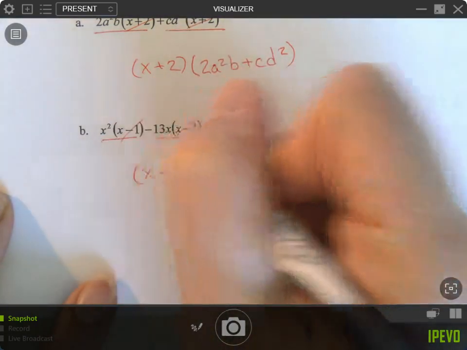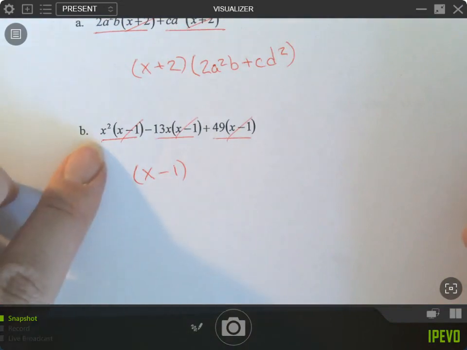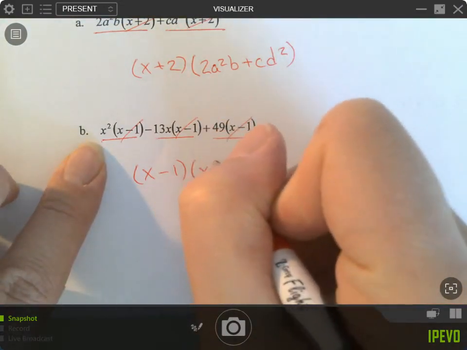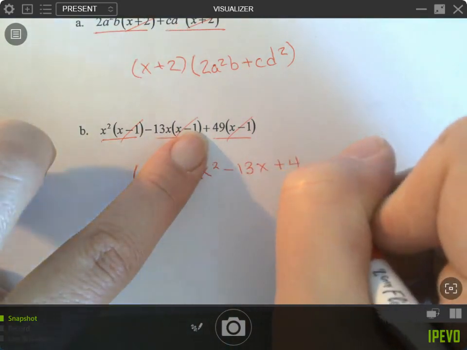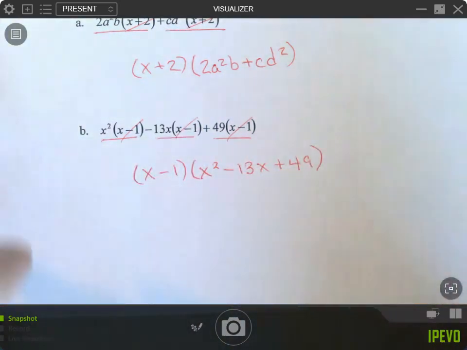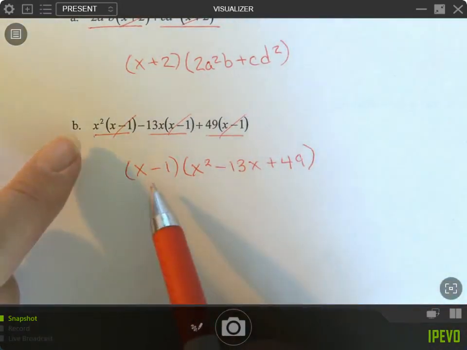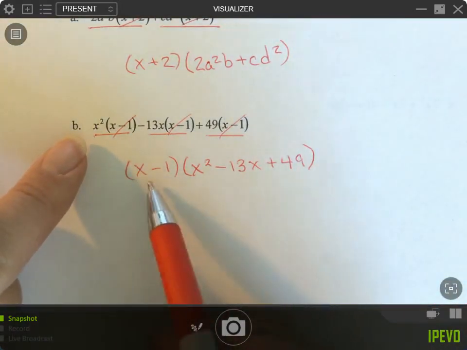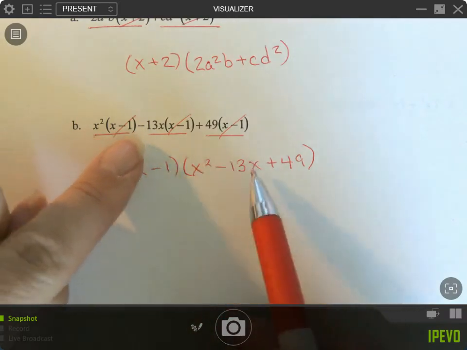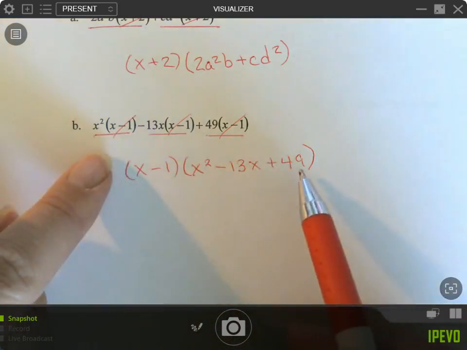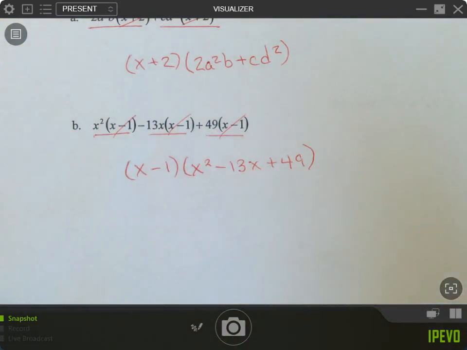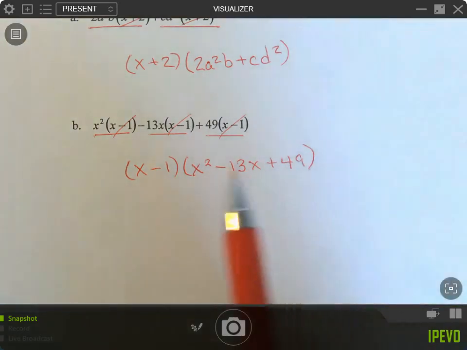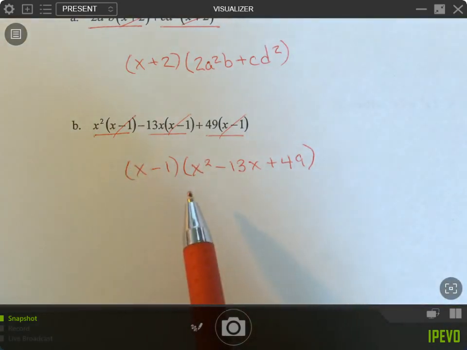If I take the x minus 1 out of all three of them, what's left? X squared minus 13x and then plus 49. So that one's a little different, but I would need to take this chunk, x minus 1, this binomial, times the first term, times second term, times the third term, and I would get back to there. Okay. Are we seeing this okay? Are we okay and comfortable how this answer is being written?